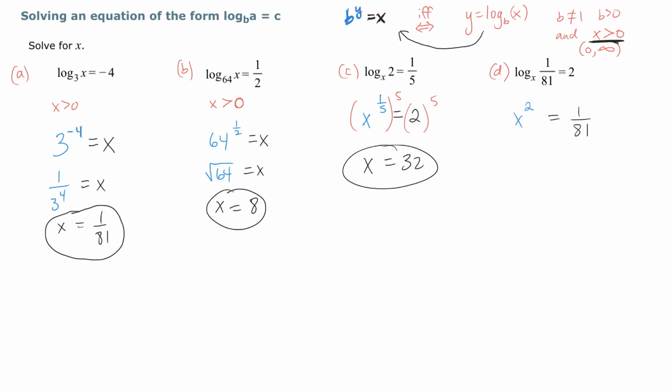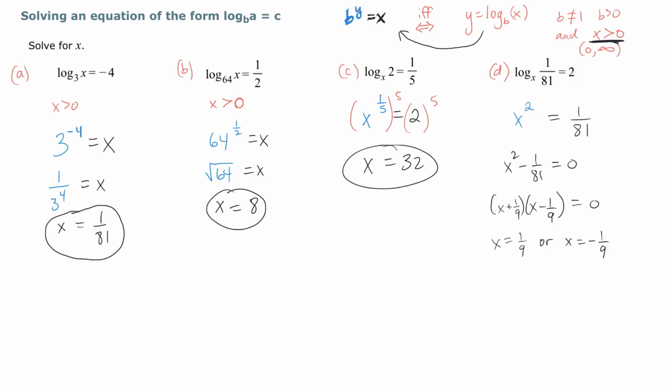So how do we solve a quadratic? Well, there's a couple different ways. Quadratic, usually you set it equal to 0. So x squared minus 1 over 81 is equal to 0. And so we factor. Difference of two squares. So x plus 1/9 and x minus 1/9 is equal to 0. So x equals 1/9, or what? X equals -1/9. Now, by the definition of log, our base has to be what?